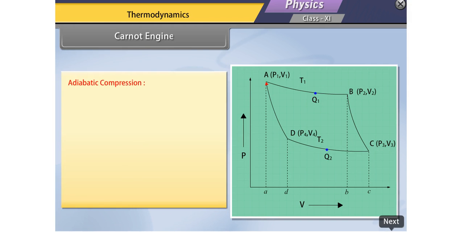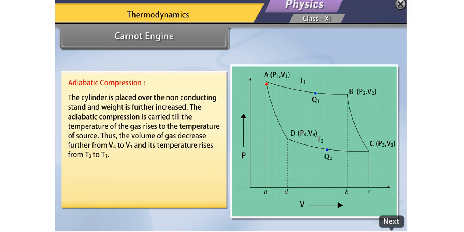Adiabatic compression. The cylinder is placed over the non-conducting stand and weight is further increased. The adiabatic compression is carried till the temperature of the gas rises to the temperature of the source. Thus, the volume of the gas decreases further from V4 to V1 and its temperature rises from T2 to T1. In a Carnot cycle, efficiency is given by Q1/Q2 = T1/T2.